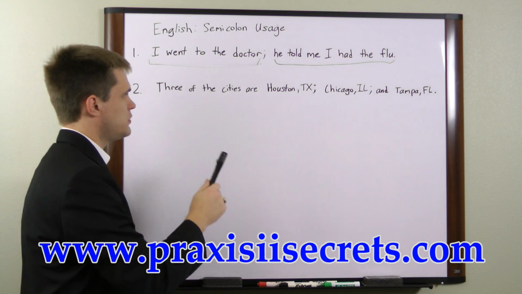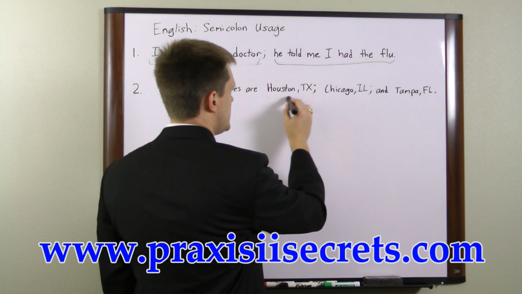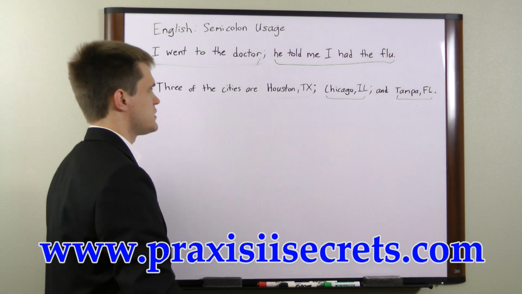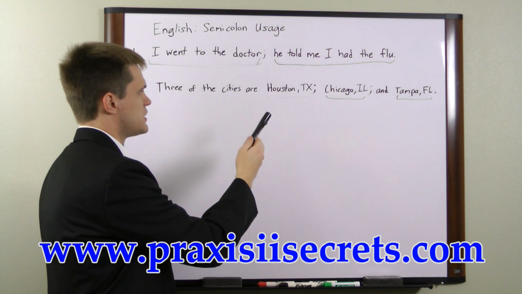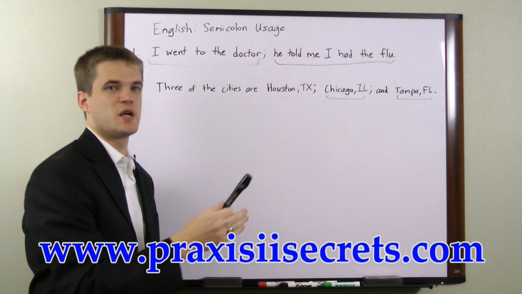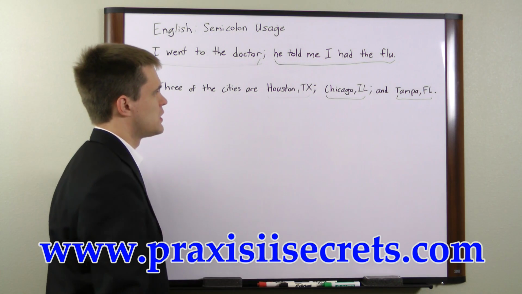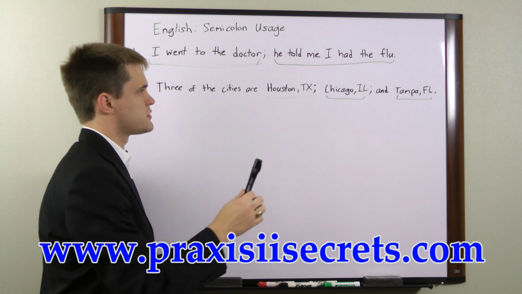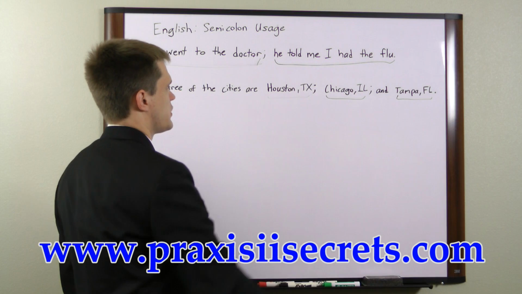The second example was items in a list. As you can see here, we've got three items, and they are city-state combinations. You'll recall the proper way to list out cities and states is city, comma, state. So each item has an internal comma, and it could be confusing to try to separate them with commas. So the proper usage in this instance is to use a semicolon to separate each of them.